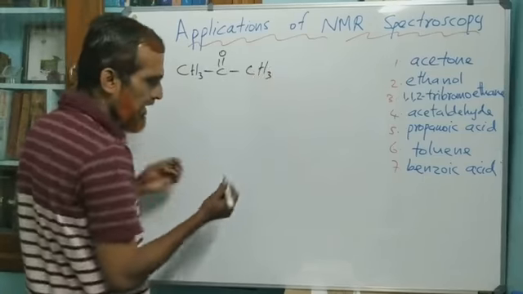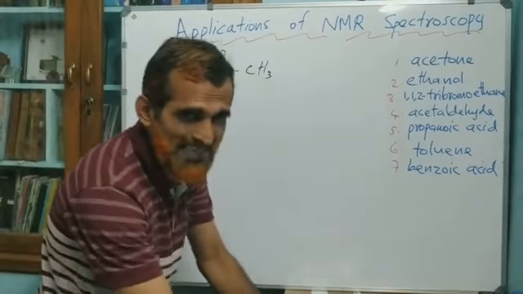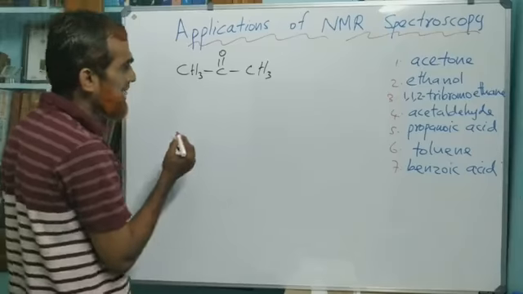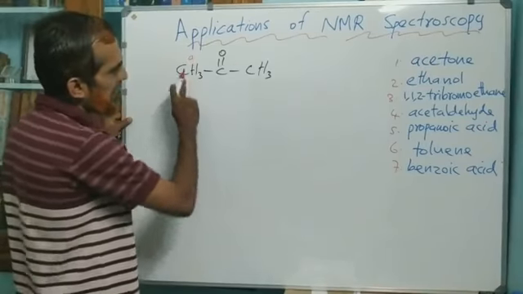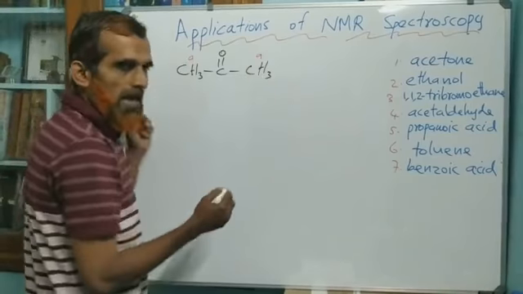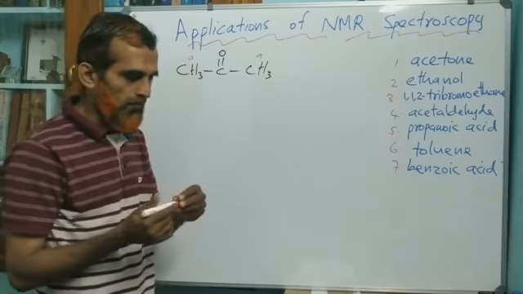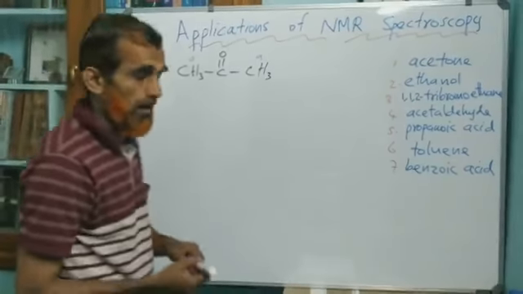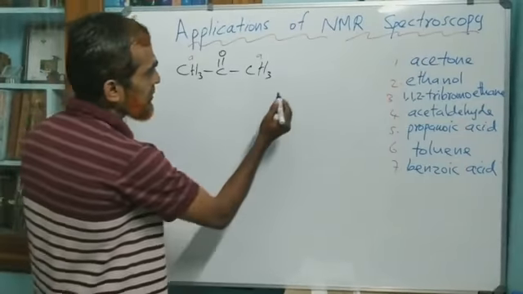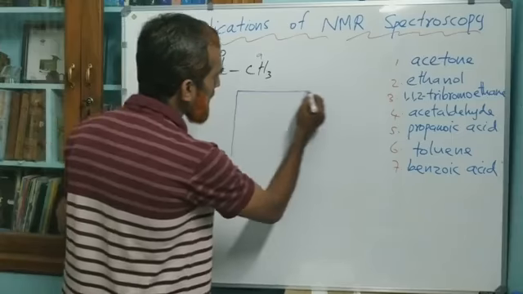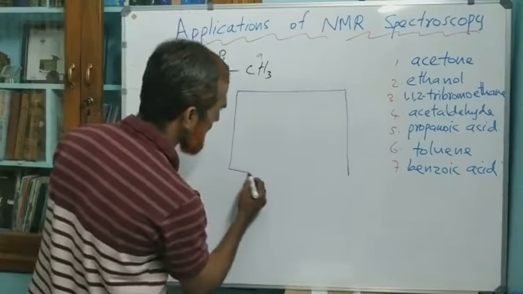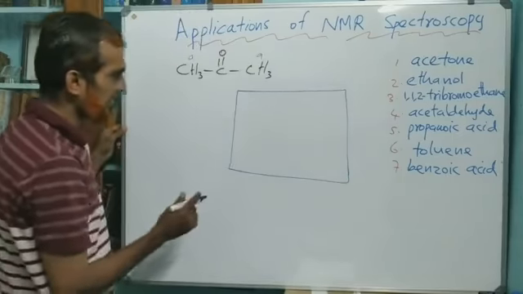Then secondly, you detect the number and type of protons. If this is A, it's very clear this is also A. Acetone contains only one type of proton. So what about the NMR spectrum? We can see it will be like this.